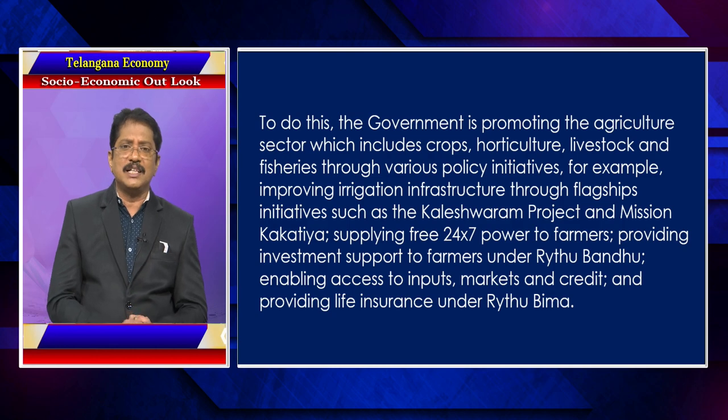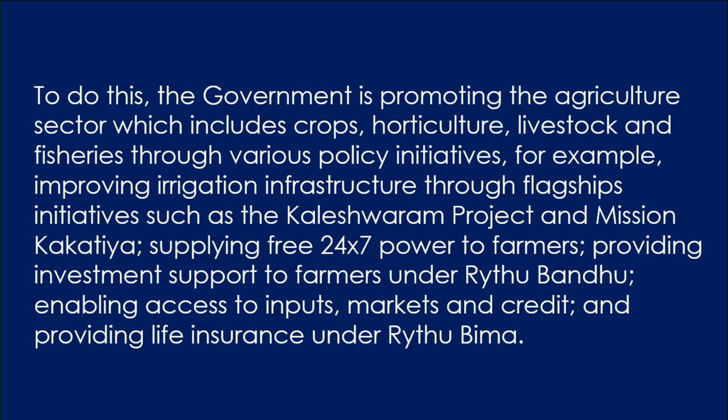To do this, the government is promoting the agriculture sector, which includes crops, horticulture, livestock and fisheries, through various policy initiatives. For example, improving irrigation infrastructure through flagship initiatives such as the Kaleswaram project and Mission Kakatiya, supplying free 24/7 power to farmers, providing investment support to farmers under Raitu Bandhu, enabling access to inputs, markets and credit, and providing life insurance under Raitu Bima.